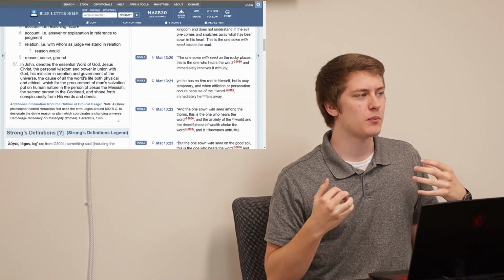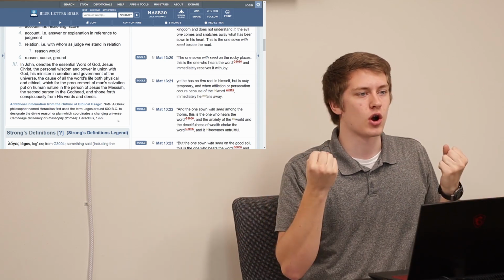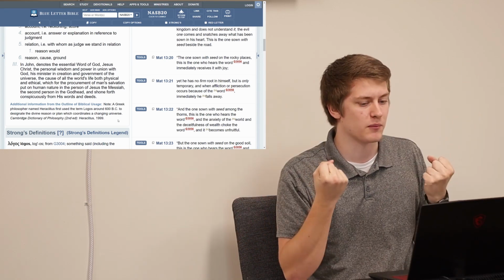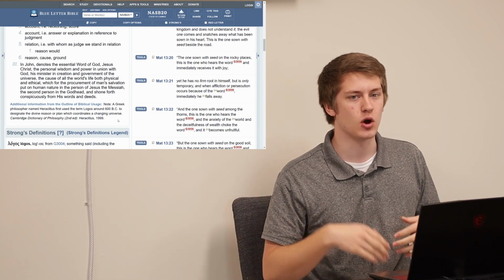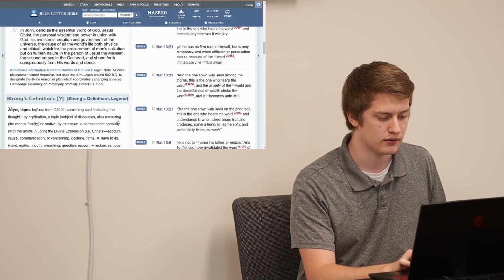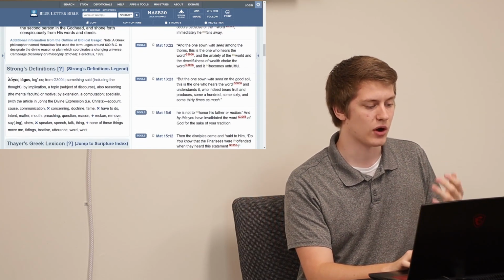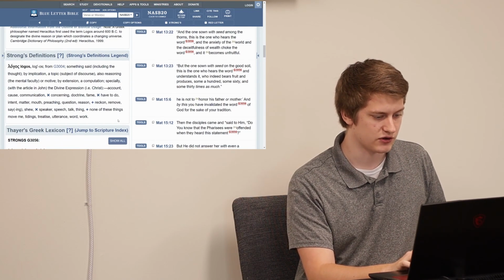So it kind of just helps us see that John isn't using this word and just picking it out of thin air, right? There is some background to this word. There's some important information in how this word gets used now or in the past. So we have Strong's definition.